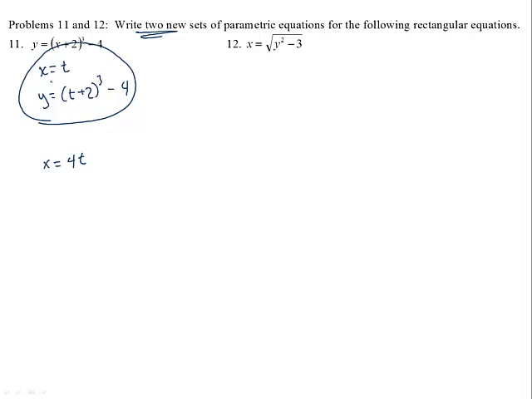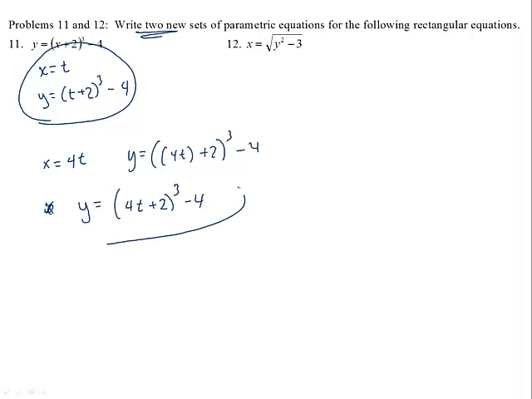So then putting my 4t in the other one, I'll get y is equal to 4t plus 2 cubed minus 4. So that's 1 and 2. So I need 2. So do the same thing for that one.